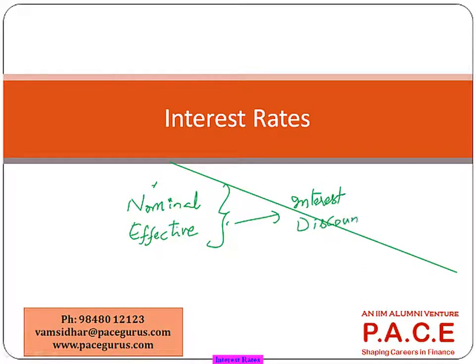Because some financial instruments are quoted in the form of nominal, some of them are quoted with respect to effective, or in some cases we may see that they are using the interest rates, and in some cases they are using the discount rates. So we should be comfortable in converting the rates from one form to the other.